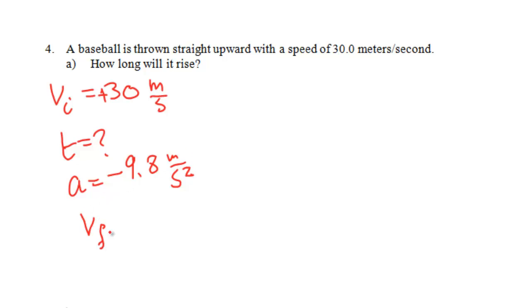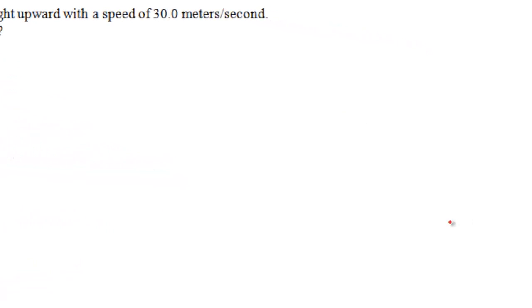How about v final and distance? Are we given any information about the v final and distance? Let's look at the problem here. So you have a baseball thrown upward with a speed of 30 meters per second. As we know, the baseball will start slowing down due to gravity. The acceleration due to gravity, g, is downward, so it will slow it down until what point? Until this baseball reaches zero velocity. Whenever it reaches zero velocity, it will stop. So it started with 30, slowing down to zero, then after that it will fall back.